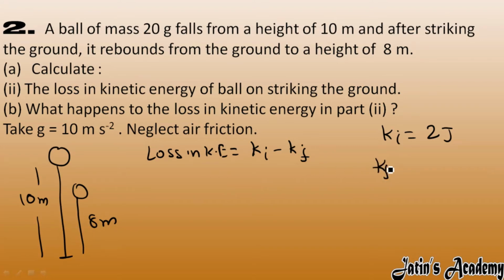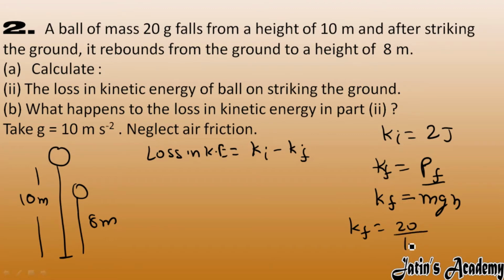final kinetic energy is equal to final potential energy. Final potential energy we have mgh and it is equal to final kinetic energy. So mass value we are given as 20 gram divided by 1000, g value is 10 and h value is 8 meter. So now calculate here. So you will get final kinetic energy as 1.6 joule.